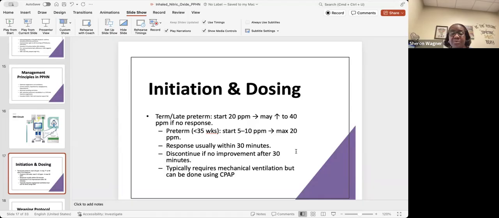It usually works very quickly, within 30 minutes to an hour. But if the baby is not responding to it, then it's not therapy that should be continued. And it will, again, typically require mechanical ventilation, but can be done using CPAP.